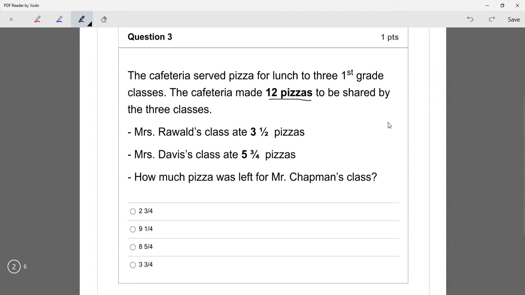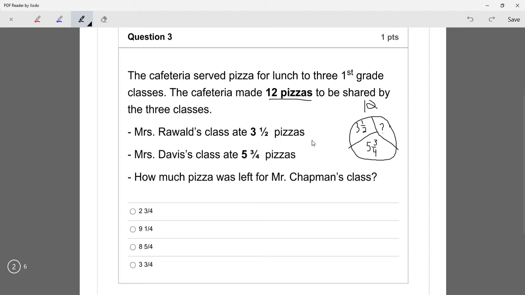So, basically, what this comes down to is, you could say that this circle represents 12 pizzas, the amount of pizzas that they have. And then we have 2 parts that are taken up by 3.5 pizzas and 5 3/4 pizzas. And then we're just looking for this part right here. So this whole thing is 12.